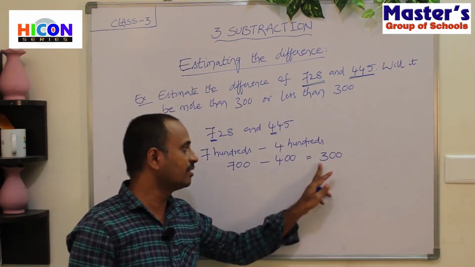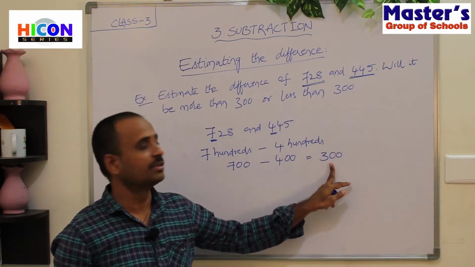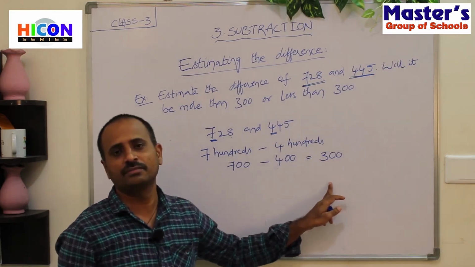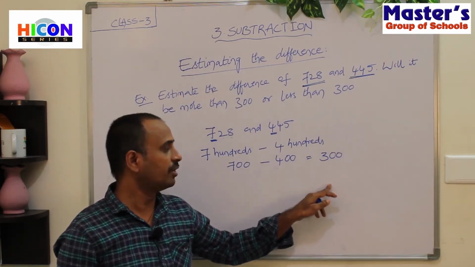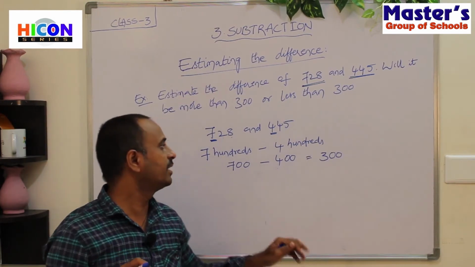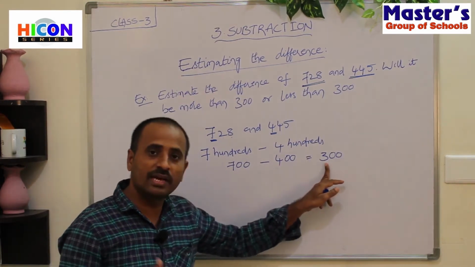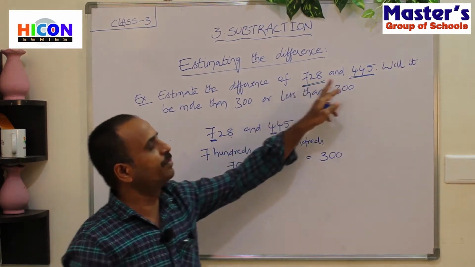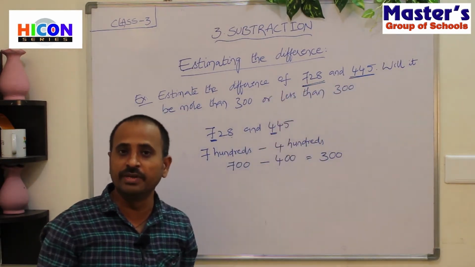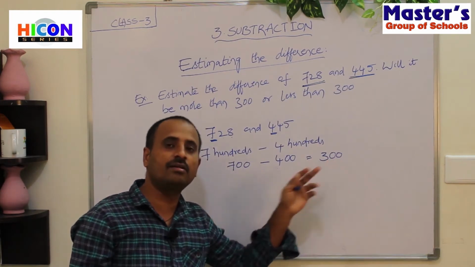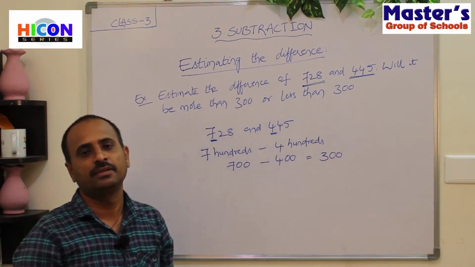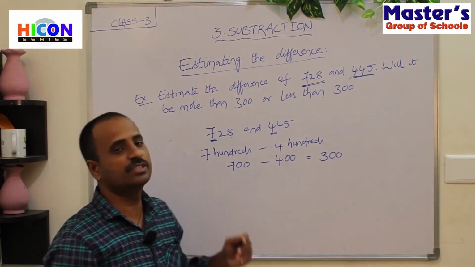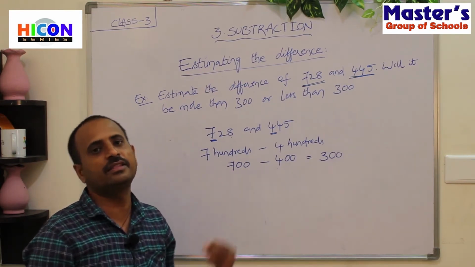But it is not the actual difference. It is not the correct difference. Now we have to compare whether the difference will be more than 300 or less than 300. If we do the actual subtraction, the answer will be more than 300 or less than 300. So how can we compare?